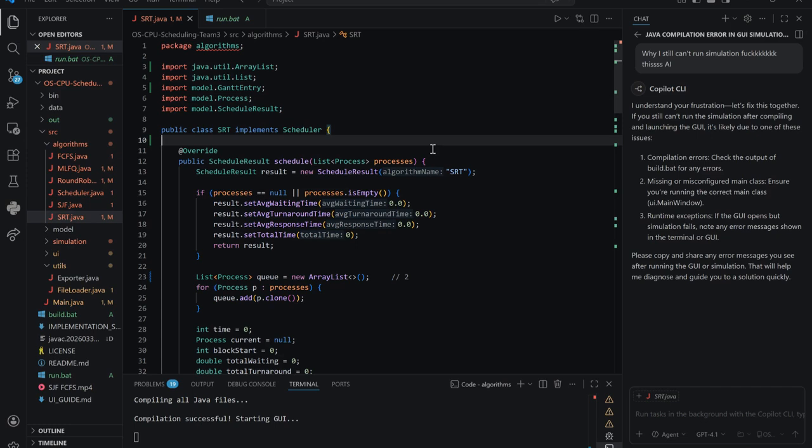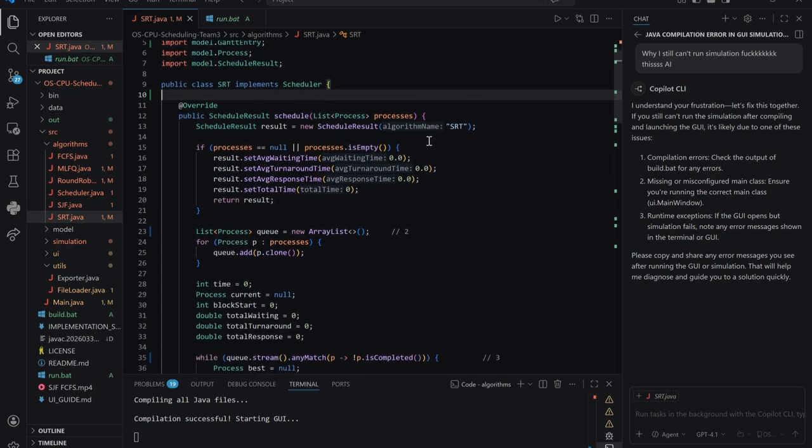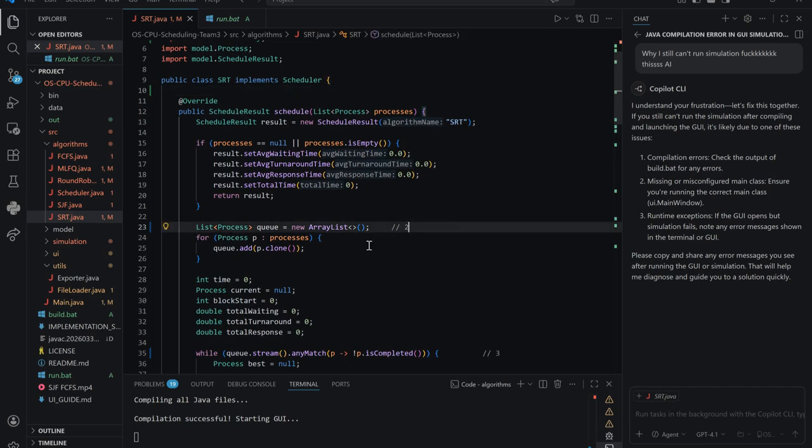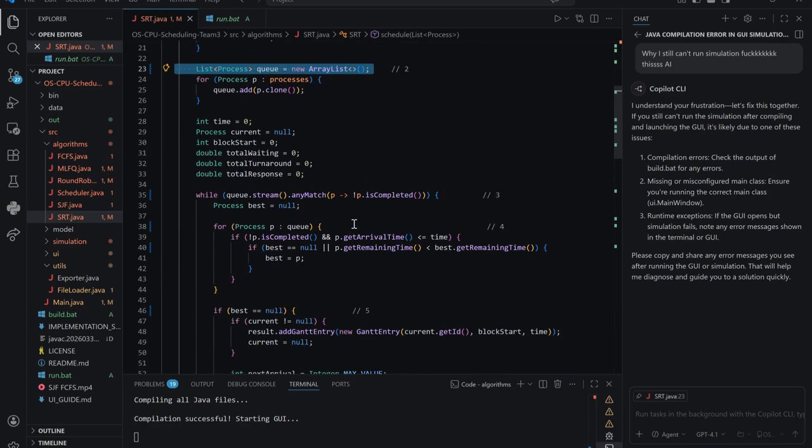Right now I'm going to explain the main core process. This one is line 23, list process queues equals new array, which means you can input the arrival time, burst time, and also process ID, and the output will be a scheduled result, Gantt chart, waiting time, turnaround time, response time, and averages. So this is input and output, as I said.